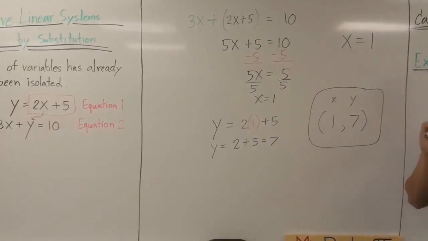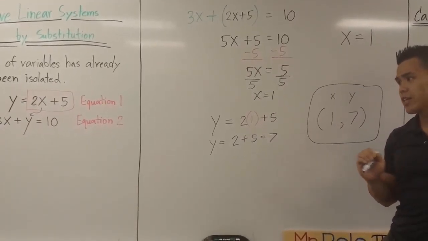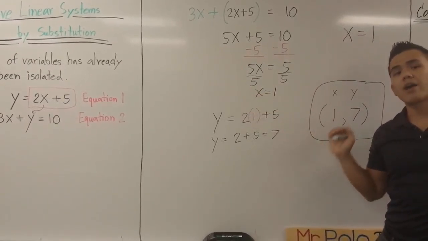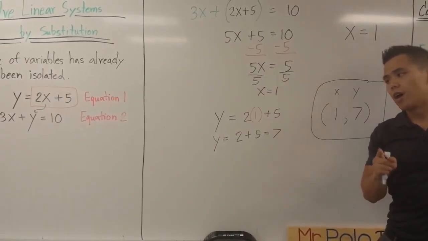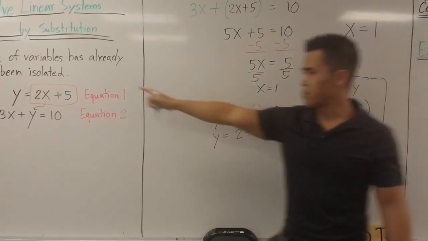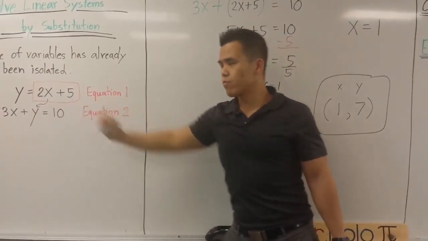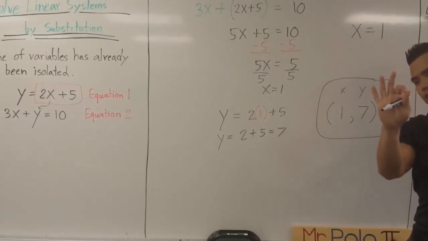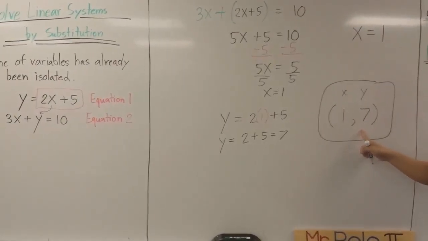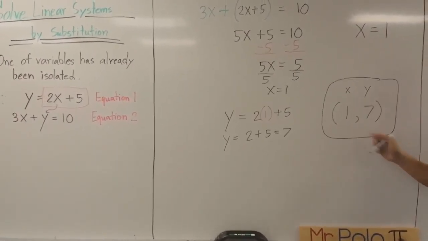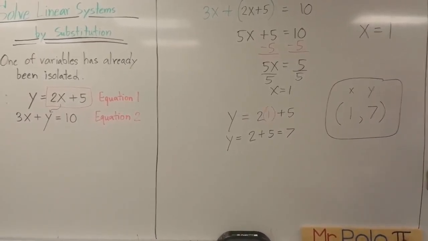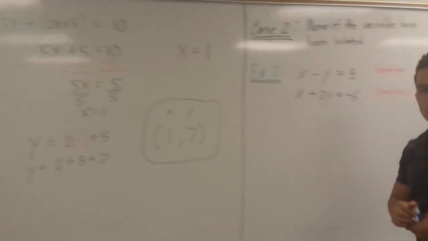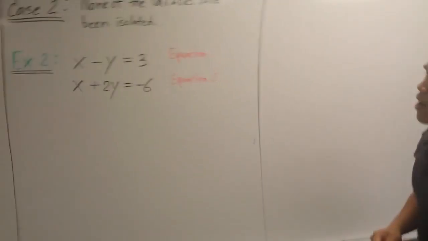Now, if you want to make sure that you did the question correctly, you can substitute it back, or you can go to Desmos, the graphing calculator, and just type in these functions there. If you pinpoint the point of intersection, it should give you 1, comma 7 as well. Alright, so this is case number 1.